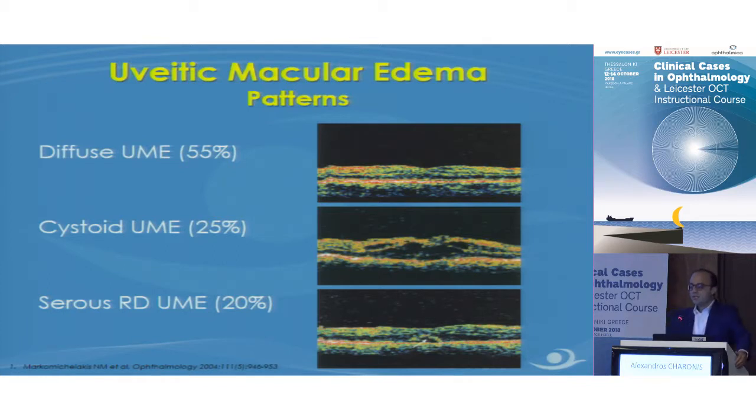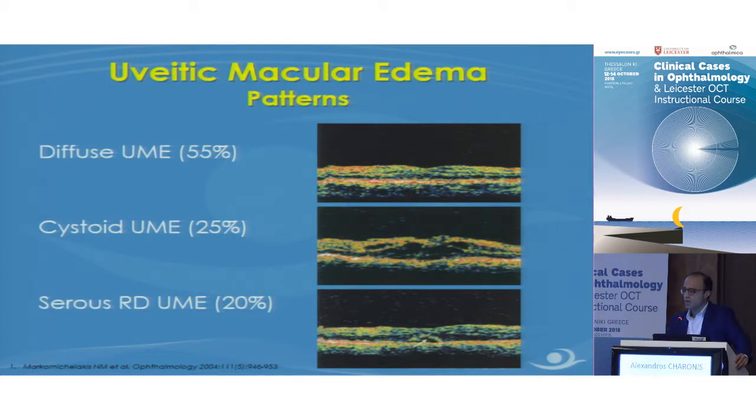Now, these are what I think are very important publications in the uveitis literature. It comes from Dr. Marko Michelakis in 2004, and of course the images are terrible, as we saw. He was one of the pioneers, and he tried to dissect macular edema and differentiate between different phenotypes of macular edema in uveitis. This is a tertiary care center with a mixed uveitis population. He distinguished three phenotypes: diffuse uveitic macular edema, cystoid macular edema, and serous retinal detachment macular edema, the macular edema that has some serous fluid.